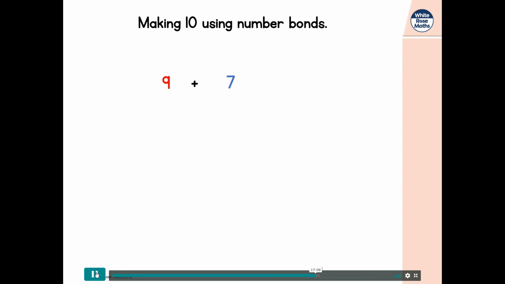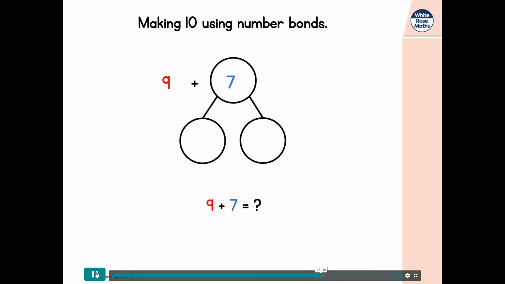Now, using our number bonds, we're going to think, how many do I need to add to 9 to make 10? How many do I need to add to 7 to make 10? Which number would be quickest to make 10? Are you thinking 9? Wonderful. So let's take the number 7 and we'll think about it in a part-whole model.